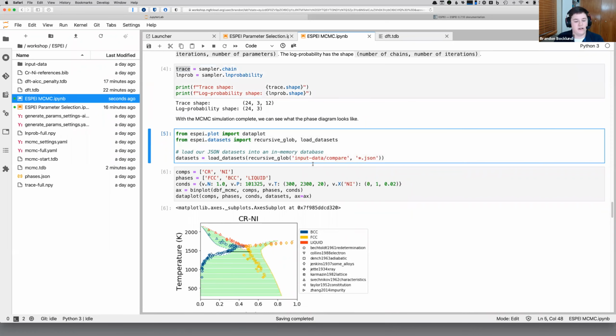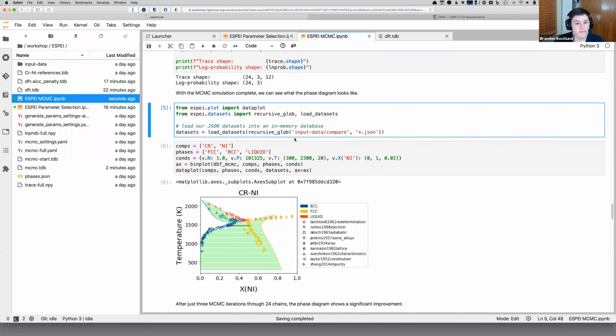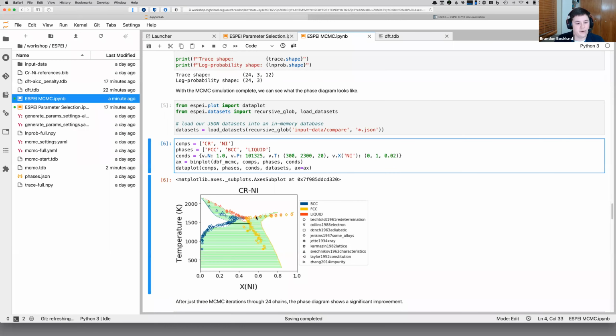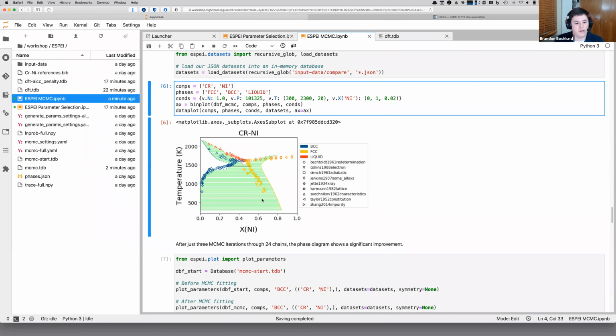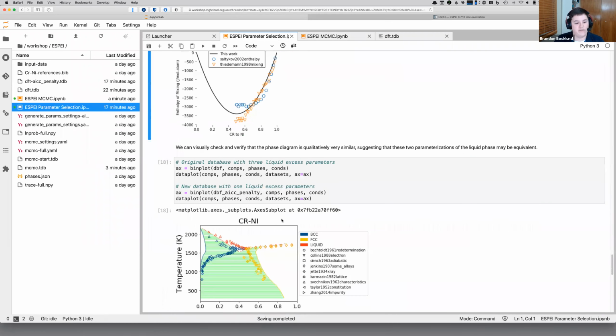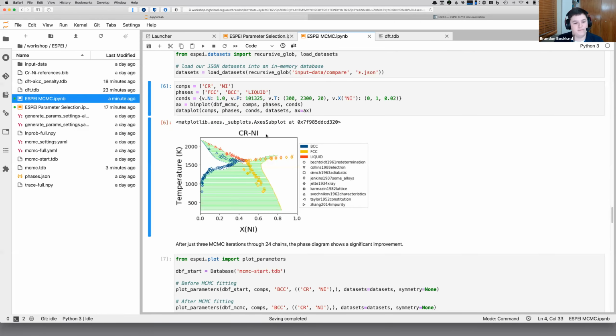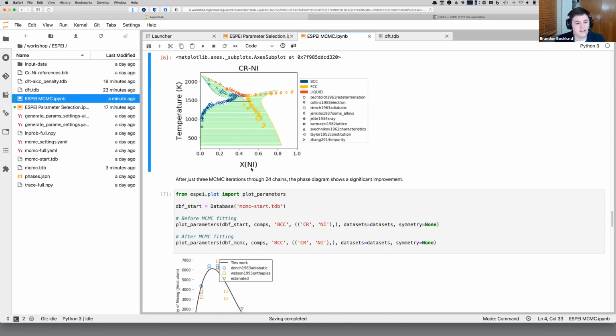We can do all the same things again. For the interest of time, I won't run them here, but we can load up our data and compare what it looks like just after 3 iterations. If we compare this phase diagram to the one that we had from our parameter generation, you can see that the solubility is improved a lot, and the liquidus improved a lot also. And this is just after 3 iterations.